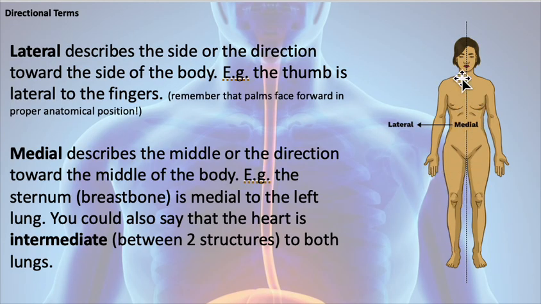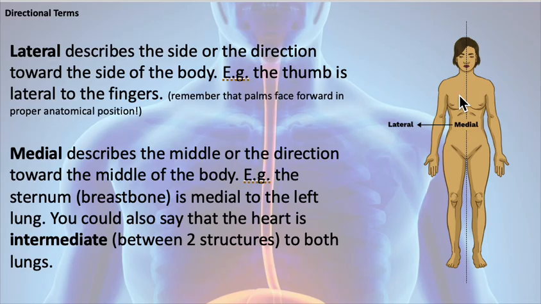And medial describes the middle or the direction towards the middle of the body. And therefore, we can use various different examples to describe something that's medial. For example, the sternum or breastbone. The sternum is in the center of the chest region here. The sternum is medial to the left lung. The lungs are on either side of the sternum, kind of within, though, and behind in the chest thoracic cavity.